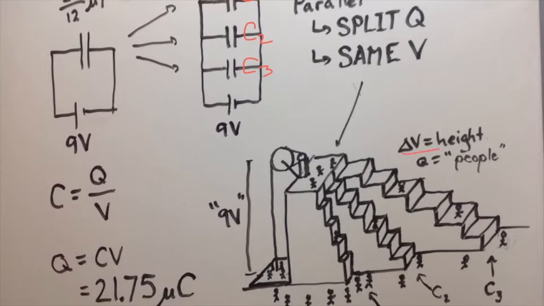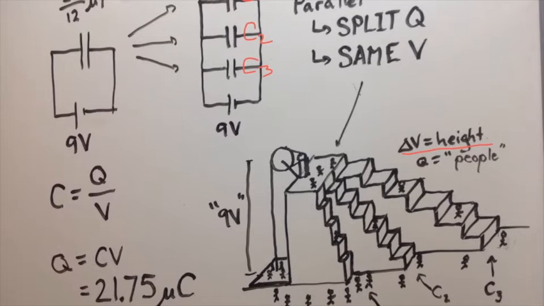Remember, the voltage is the height. Any way you get down from this high height that the battery hath lifted you up to, it's going to be the same amount of distance down you got to go, right? So it's 9 volts down no matter which path you follow, no matter which capacitor you follow.